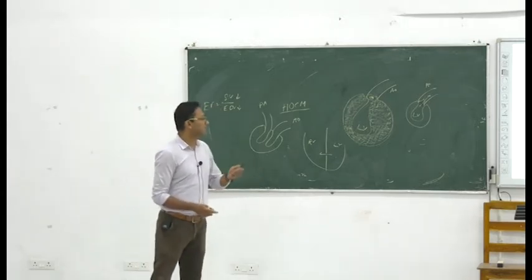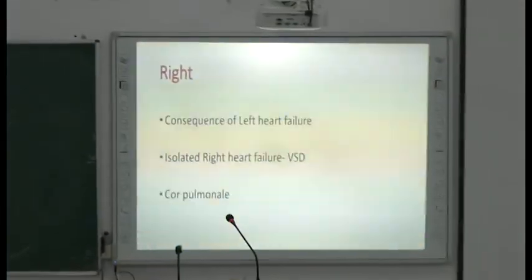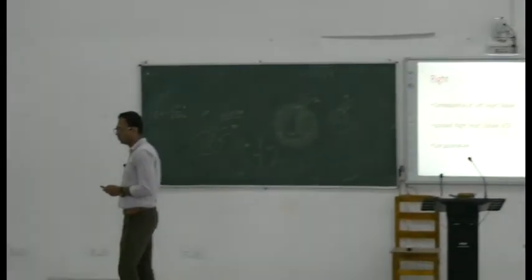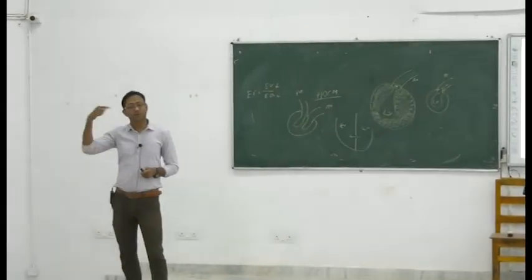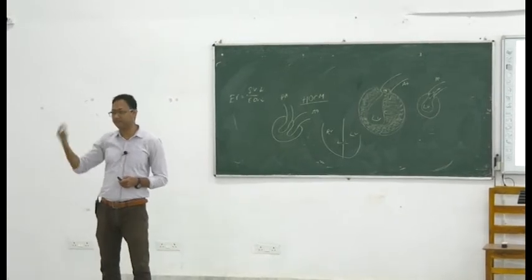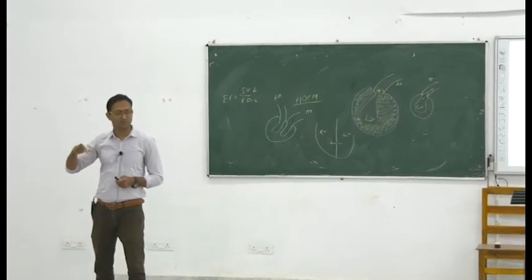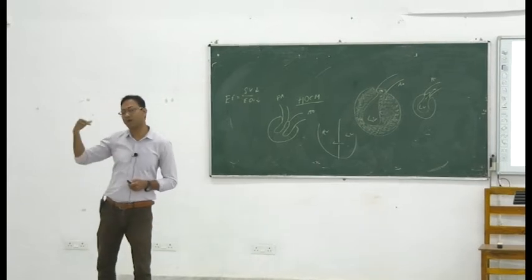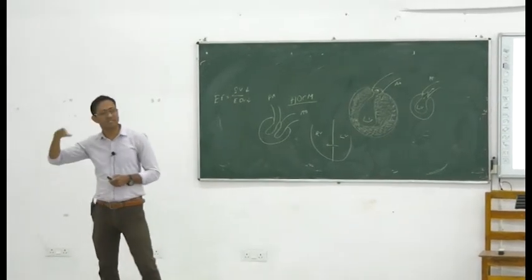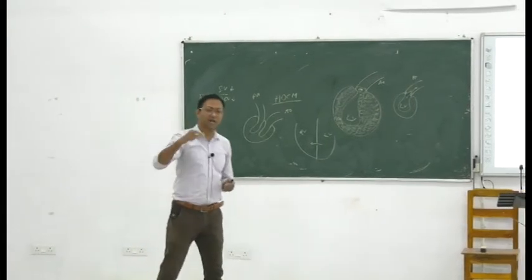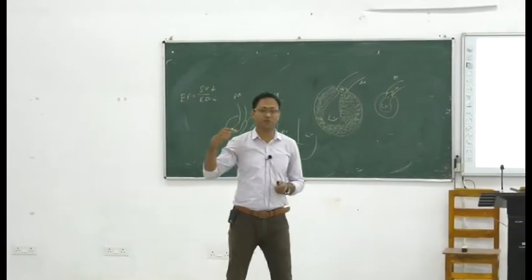Another thing is cor pulmonale. What is cor pulmonale? It is due to hypoxia, when there is hypoxia in respiratory diseases. If you remember, one consequence of COVID-19 was heart failure. So how to explain this? The patient is suffering from hypoxia, and hypoxia leads to pulmonary vasoconstriction.